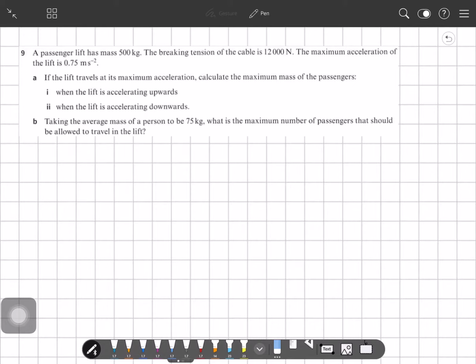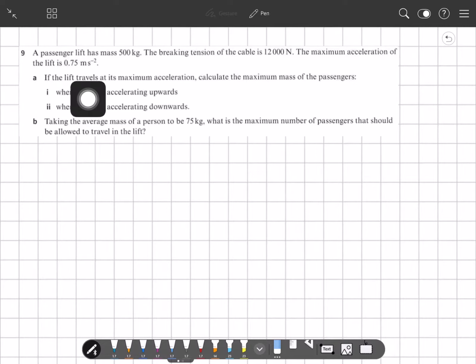Alright, let's see the last example in this video. A passenger lift has a mass of 500 kg. The braking tension of the cable is 12,000 Newton. The maximum acceleration of the lift is 0.75 meter per second square.